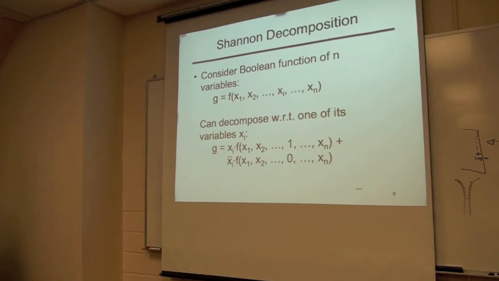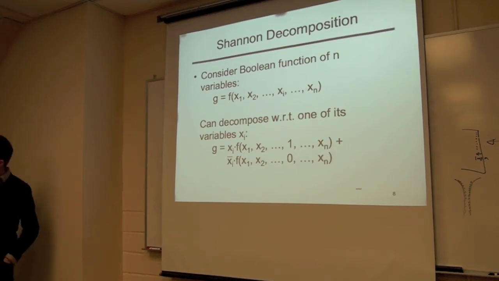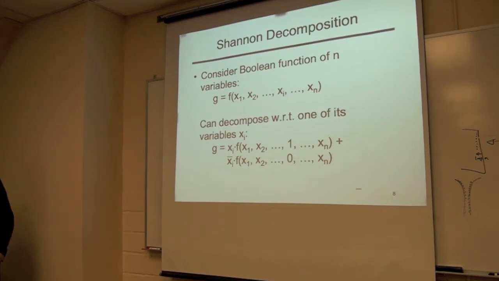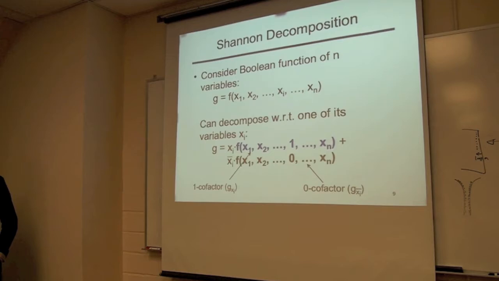But just to remind everyone, if you have a logic function here, say it has n variables, you can take one of the variables, say xi, and you can decompose a logic function with respect to that xi. So you take a chunk of the logic function where xi is assigned to 1, and you have another part of the logic function where xi is assigned to 0, and you use xi to select between these 2 pieces.